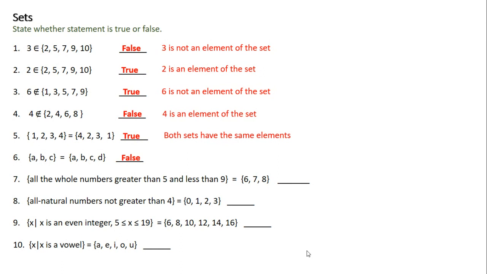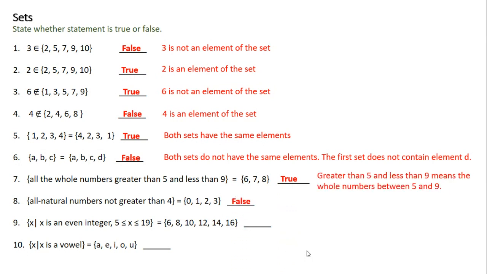How about 7? The first one is just in English words: all the whole numbers that are greater than 5 and less than 9. So whole numbers greater than 5 are 6, 7, and 8. And because we want them also less than 9, this would be a true statement, right? How about number 8? All natural numbers not greater than 4. Okay, so again, this would be a false statement. Why? Because our natural numbers, or counting numbers, do not include 0, right?